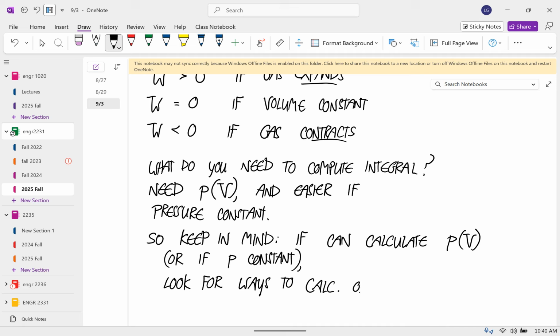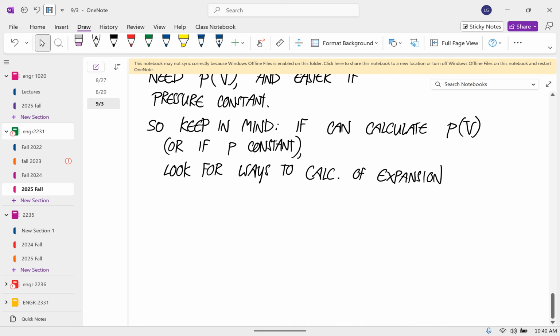Okay. As these problems are put together, if the problem gives you a way to calculate pressure as a function of volume, or if the pressure is constant, often the reason the problem is giving you that ability is so that you can calculate this work of expansion. Okay. All right, let's put all this together in an example.